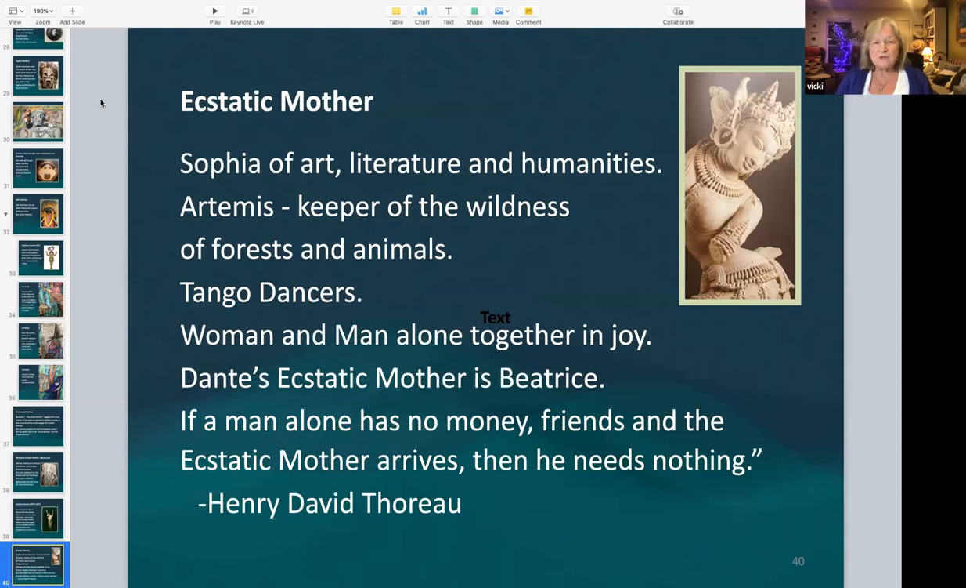Other ecstatic mothers are Sophie, the goddess Sophie. She's the goddess of art and literature and humanities. You want to come to her home because she has beautiful, lovely wines and foods and intellectual talk and people dancing and music and books. Artemis was the keeper of the forest animals and pregnant women. And she also, if someone was in trouble, she took care of that for them. Maybe the first abortions, I don't know.